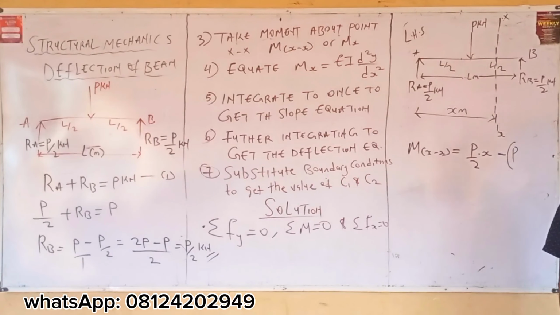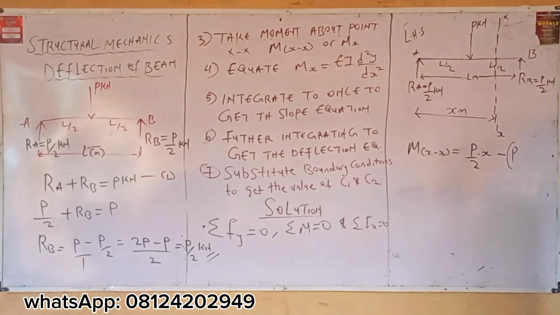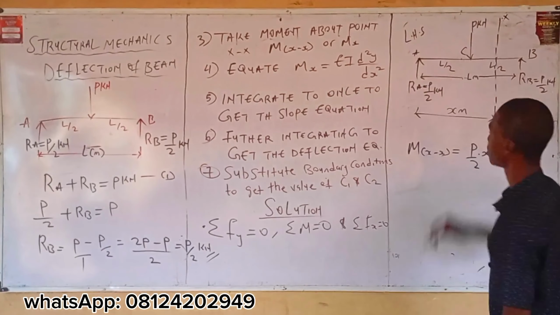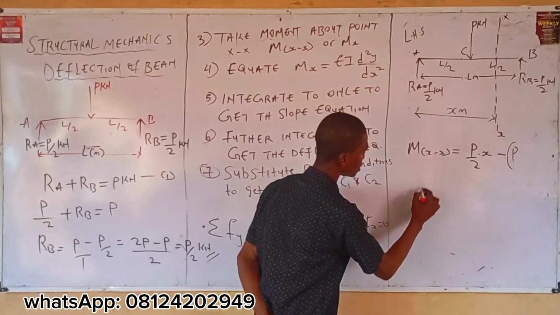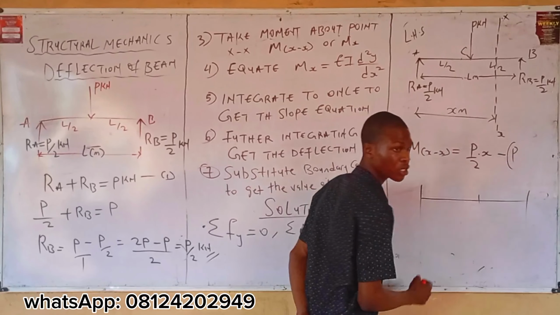The value is x minus L over 2. If from here to here is x, and I know that from here to here is L over 2, then this one will be what? Okay, let me denote this place as C. Let's say you have something like this.